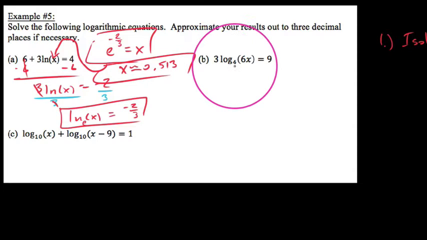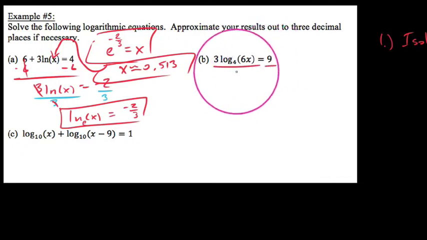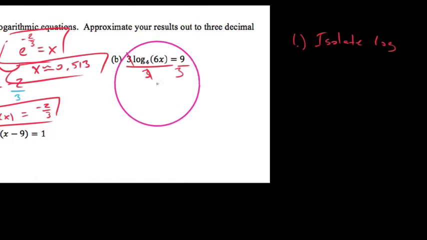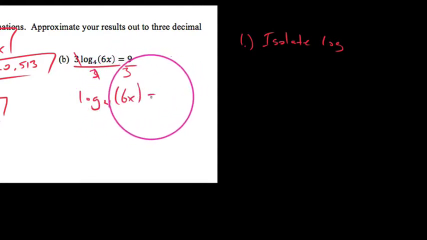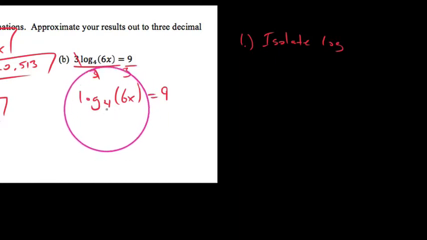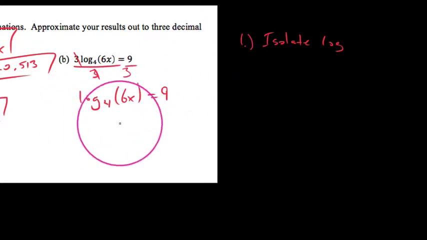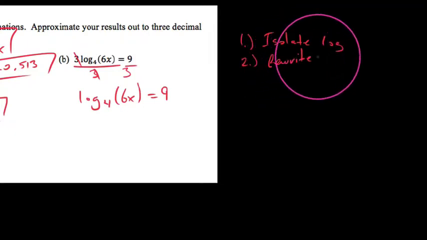Okay, so I'm going to move on because I want to save some time on this video. So isolating the log here also, we notice that we could divide both sides by 3. We want to get that by itself. So we say log base 4 of 6 times x is equal to 9. Now here's the thing, this is a little bit different from the last one. It's log base 4. So once I've isolated the log, we can rewrite this exponentially.